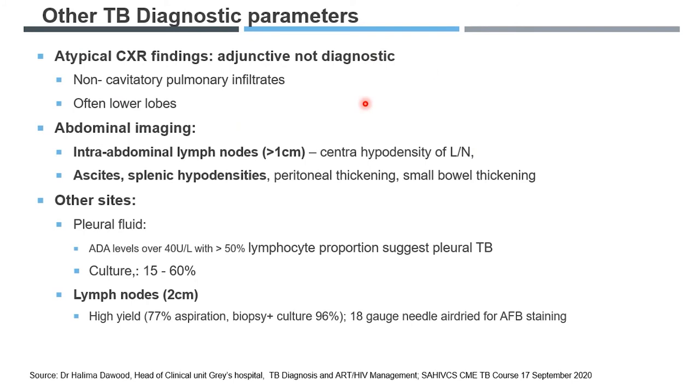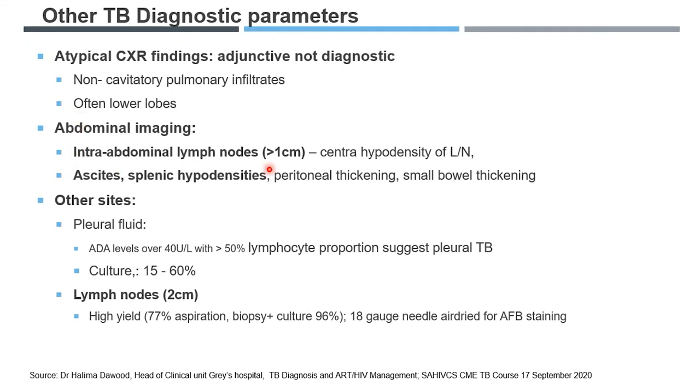It may not really be diagnostic. We may have non-cavitatory disease. We might have pulmonary infiltrates. Often in advanced disease, it may involve the lower lobe and not typically the upper lobes. We know that if you have access to an abdominal ultrasound, especially in our clients with advanced HIV, they generally can have a higher incidence of disseminated TB.